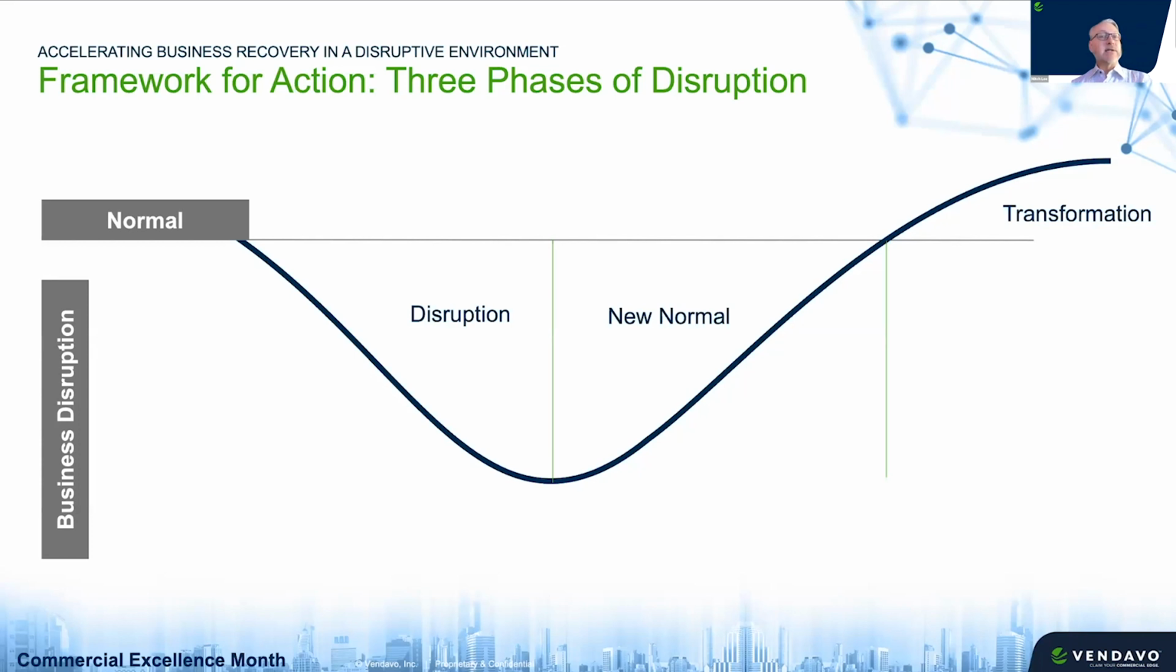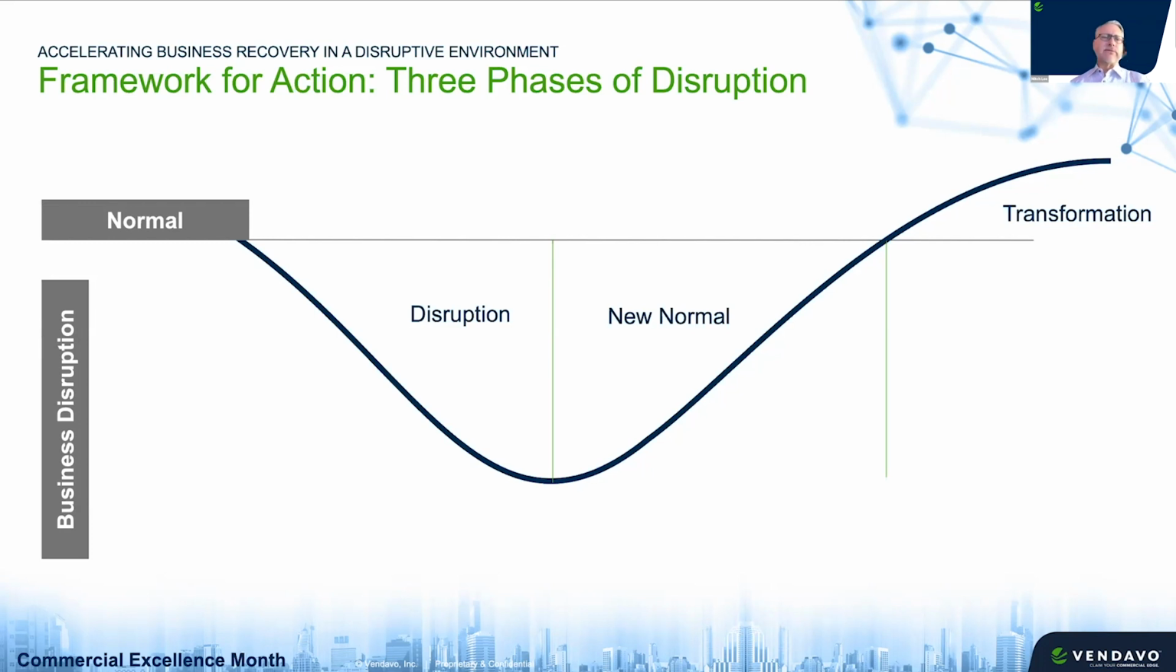Now, people are discussing the shape of the curve. Is it a W, a V, an L? I hear a lot of people talking right now about the Nike swoosh. The idea here is not so much the shape, but to organize perspectives in terms of what actions need to be taken, what needs to be done today, tomorrow, and in the future.